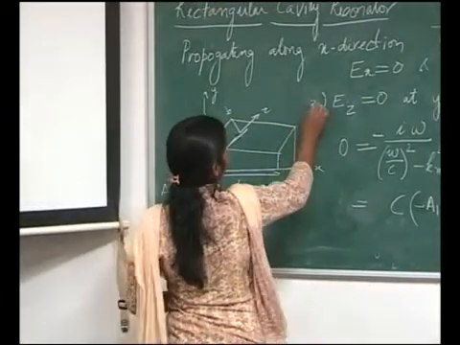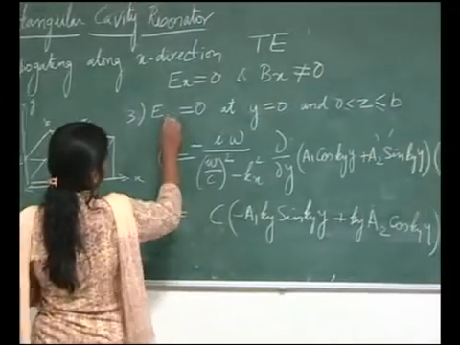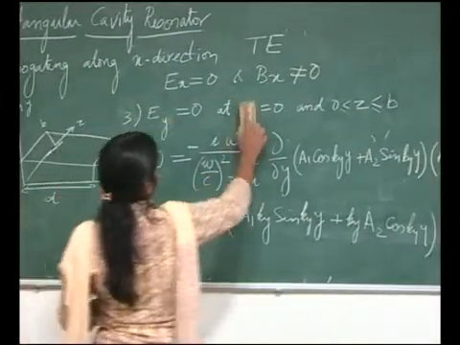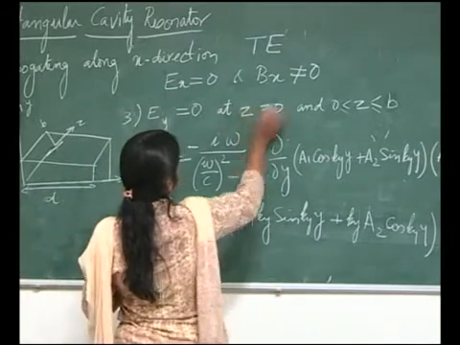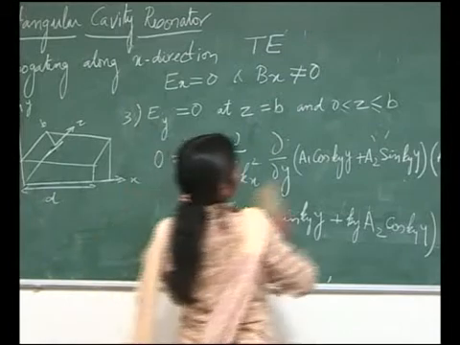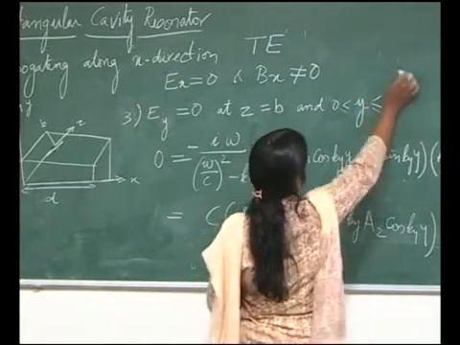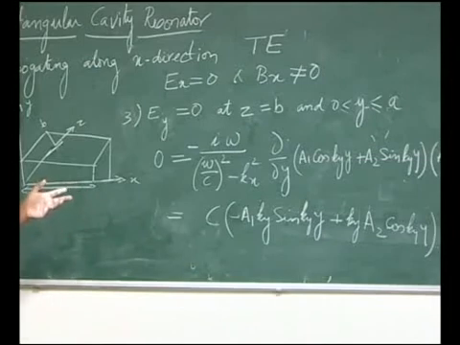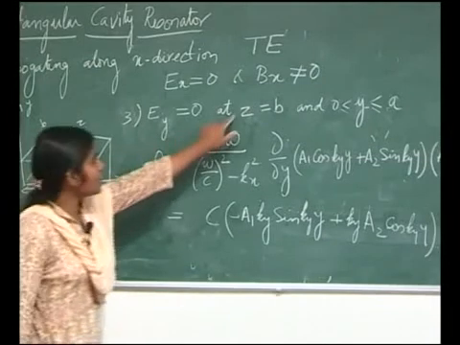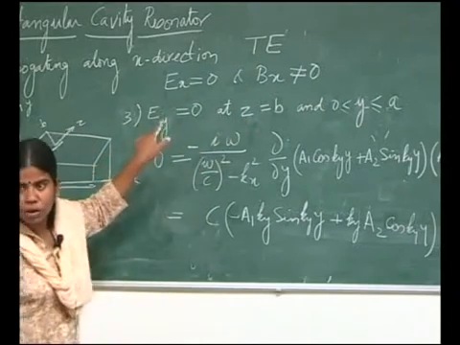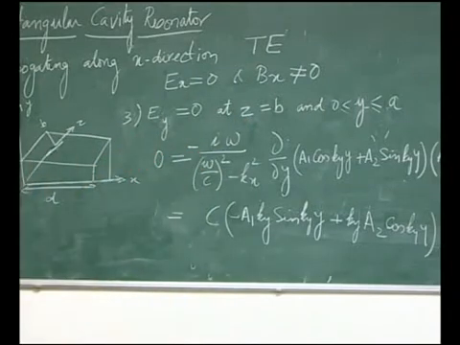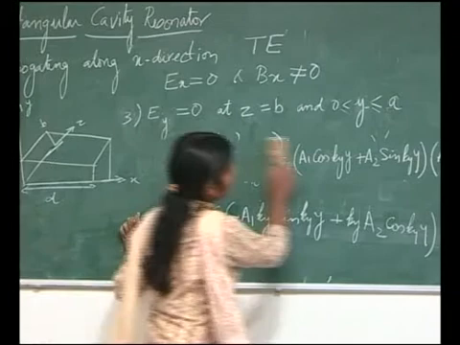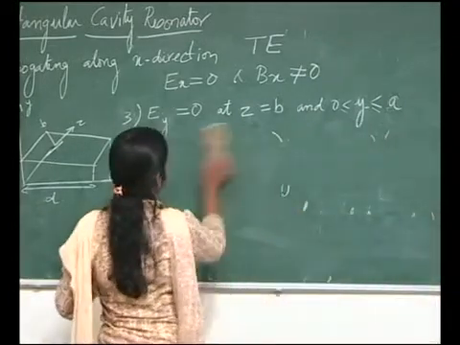The third boundary condition is that Ey is 0 at z is equal to b and y varying from 0 to a. If you wonder why we are always choosing Ey as 0: at z is equal to b, Ey is the normal component, and from the boundary condition at the conductor, the normal component of the electric field will always be 0. Now we can do the same exercise again.